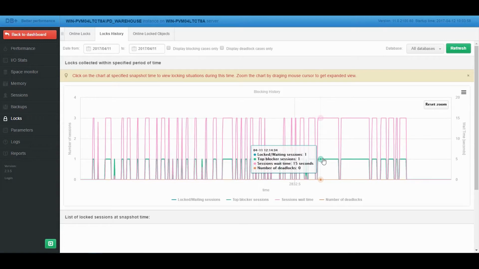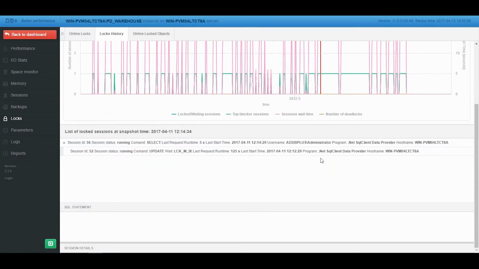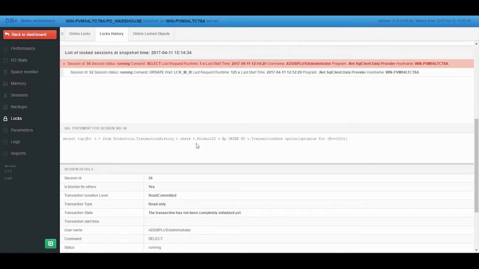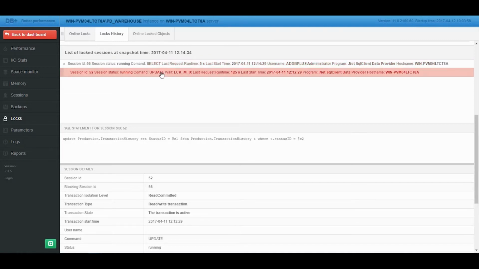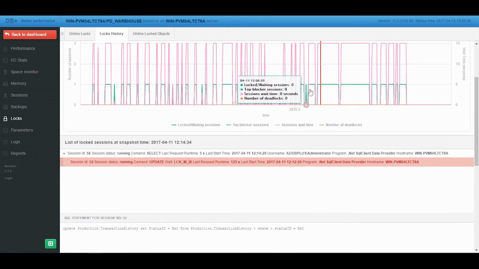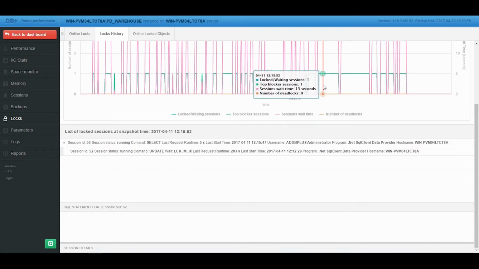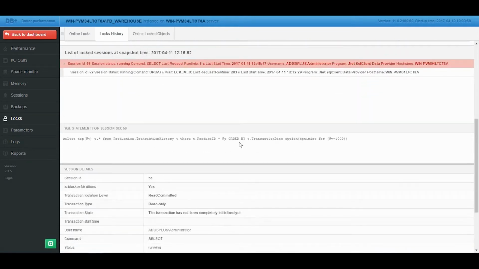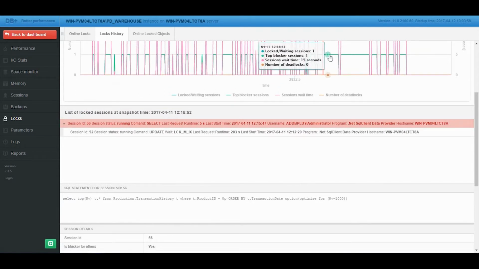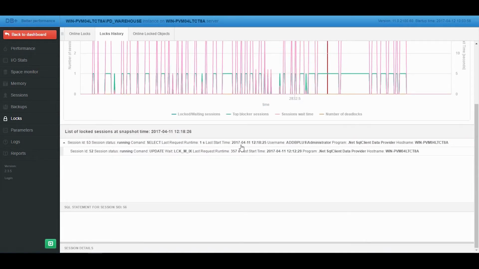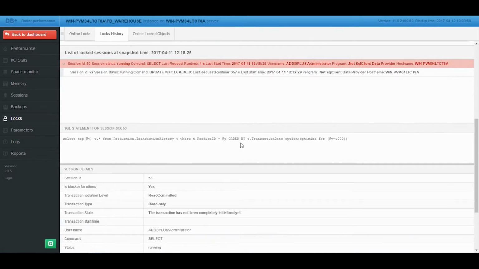By clicking a point in the graph, we display sessions that took part in the lock. The session on the top is the locking session, and below is the waiting session. Let's see which query is being executed by the blocking session in this example. We can see that this is the same session. Although the session number is changing, it is executing the same query.